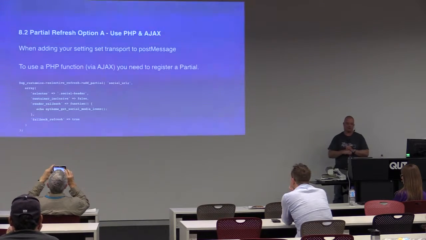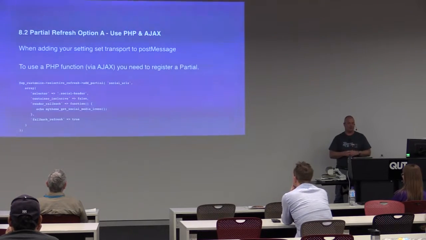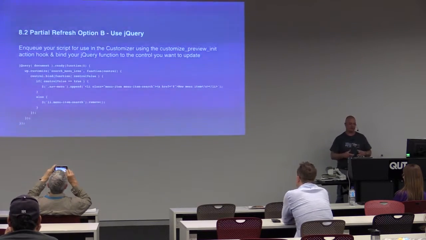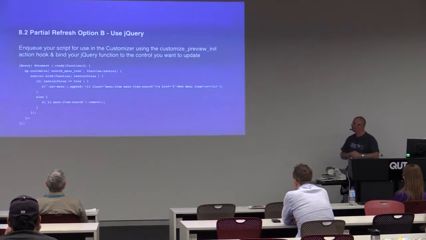With partial refreshes, you also have two options. Option A is using PHP and Ajax. To use a PHP function to refresh your window via Ajax, you need to register a partial using add_partial. Option B to refresh the screen is using jQuery. You can include a script for your customizer using the customize_preview_init action hook, and then bind your jQuery function to the control that you want to update.